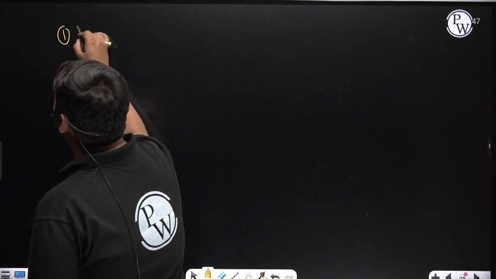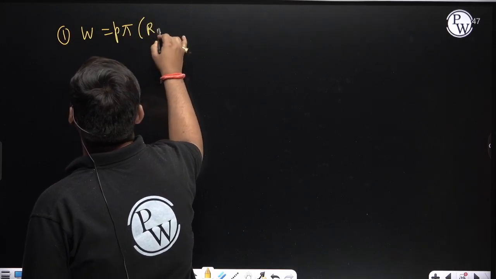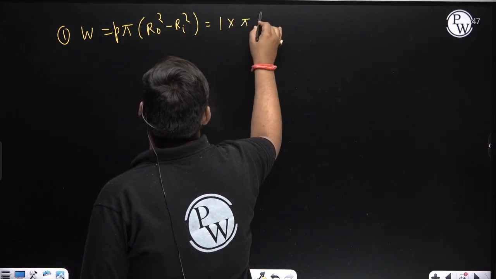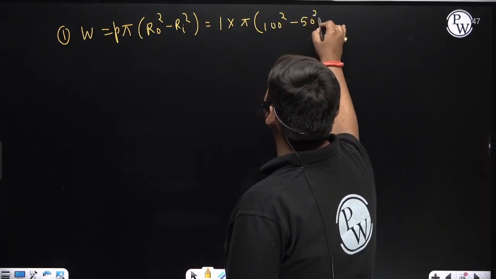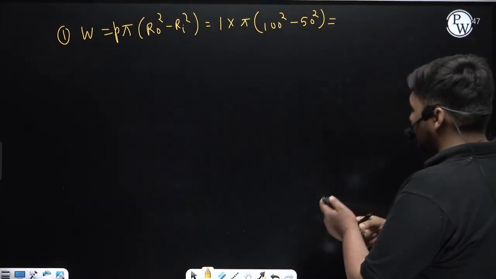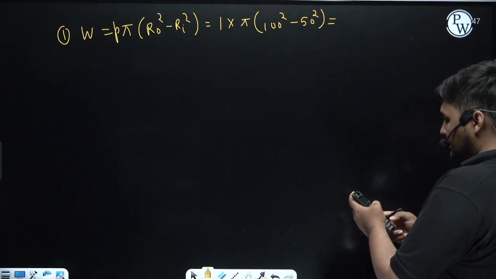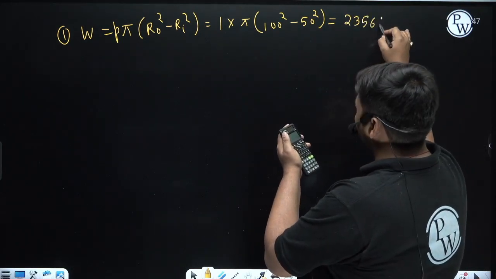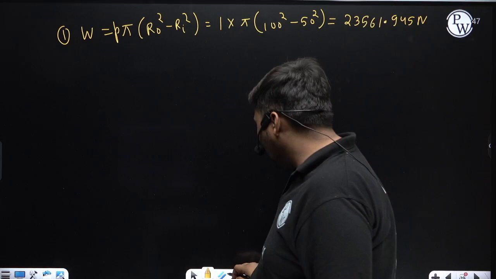Now, first we have to calculate spring force at engaged position. And what is the formula to calculate spring force by uniform pressure theory? Formula is W = pressure into pi into (R naught square minus R i square). Right, now pressure is 1 Newton per mm square into pi into (R naught, 100, square minus R i square, which is 50 square). So from this equation, we will get the value of spring force W. And how much is it coming? 100 square minus 50 square into pi, it is coming 23561.945 Newton. Okay, so this is the value of W.